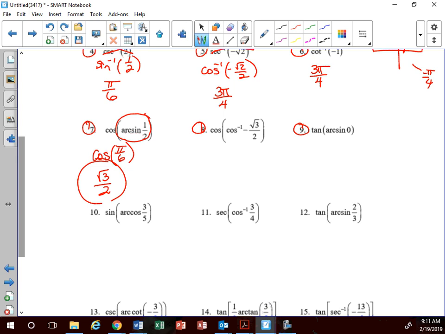All right, next one here. Inverse cosine negative root 3 over 2. So we're going to start on the inside there. What do we get for that? Good. 5 pi over 6. And then what's the cosine of 5 pi over 6? You're kind of just running in a big circle here. It's negative root 3 over 2. So you're back to what you started with.